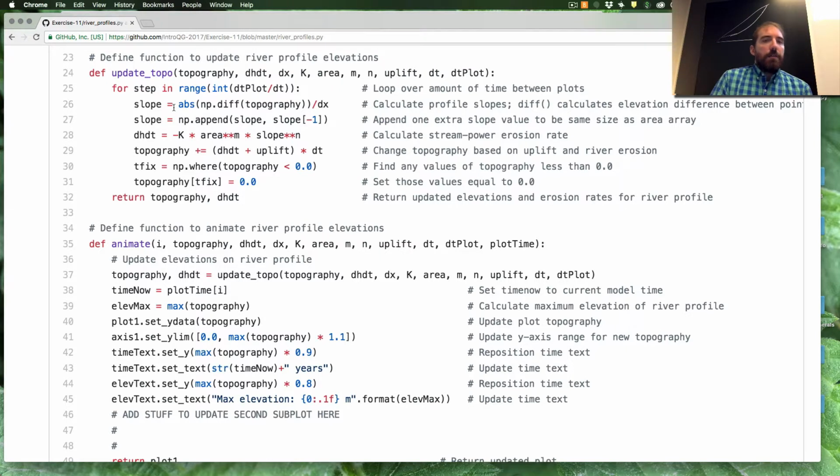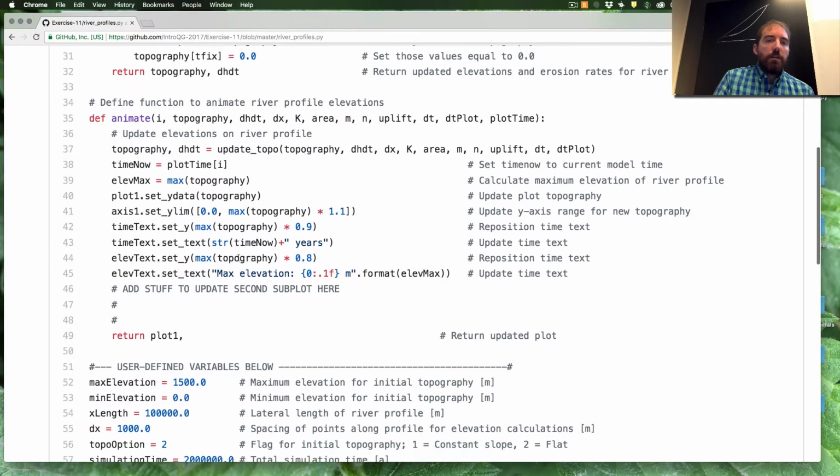So we have this update topo, and again, I'd encourage you to read through and just make sure that you can understand what's happening here. It's a function, and you pass a whole bunch of stuff in there. So topography is just the elevation of the channel profile. dH dt is what comes out of here, but it also has to be used in order to calculate, it's used in here and recalculated there. And some other things like K, M, and the area, those different constants and things are passed in there. So that's the update topo function.